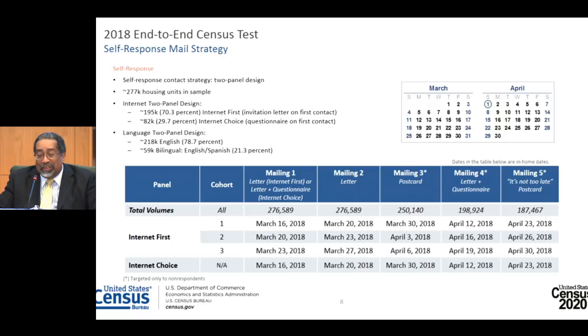For the 2020 census, the proportion will vary depending on the area. As you can imagine, the digital divide differs across the nation, and some areas will have a higher percentage of households that will receive paper questionnaires in that first mailing. In addition to the internet contact strategy, Providence had close to an 80-20 split between English mailings and bilingual mailings. That is to say, mail materials in English and Spanish. This proportion, again, will vary for the 2020 census depending on the demographics in the area.